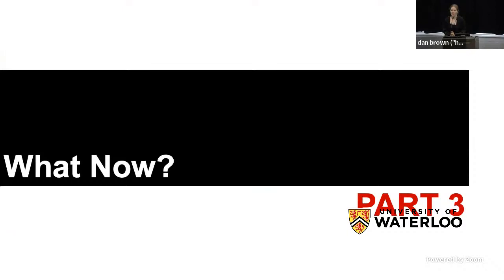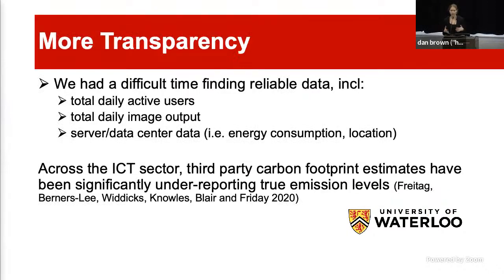So what now? We know it's mostly private individuals creating a lot of imagery, and there is a climate impact. First of all, before we can really continue, we need to advocate for more transparency. Once we started trying to calculate the climate impact, we realized that there were a lot of assumptions and educated guesses that we had to make. We couldn't really get good estimates. So we need more data on how many daily active users there are, what the image output is, what kind of hardware they're using. When we're talking about cloud-based services, where are their data centers? Because even the location has an impact on the type of climate impact associated with the energy consumption. And we know that across the ICT sector, whenever a third party, which is us, is trying to estimate the carbon footprint, carbon emissions, or the energy consumption of these systems, it's usually significantly underreported. So this is just a big caveat.